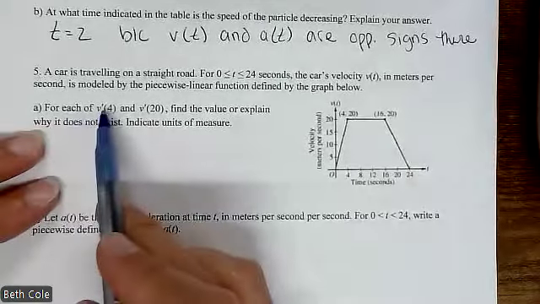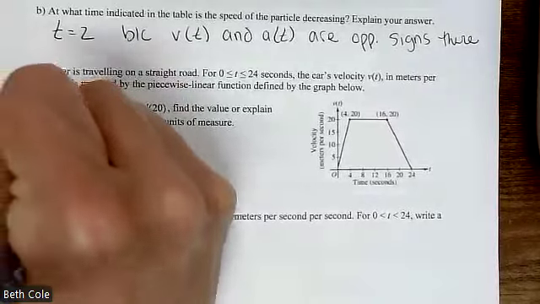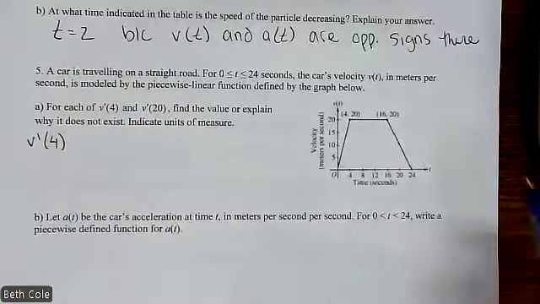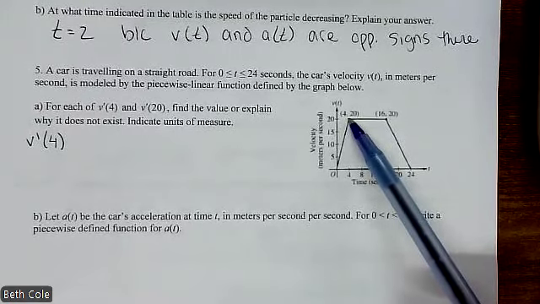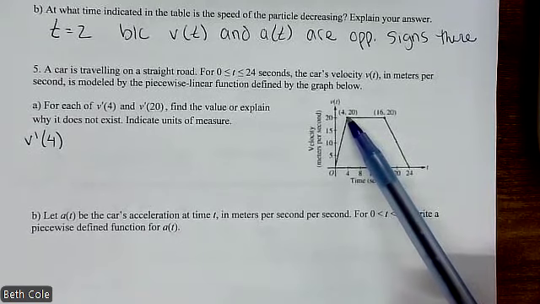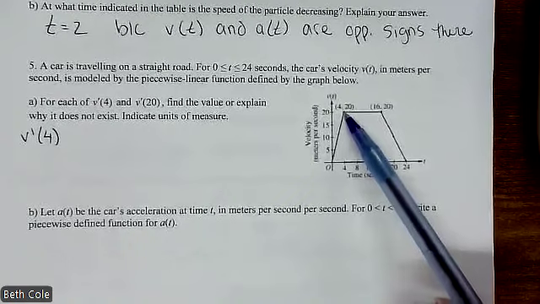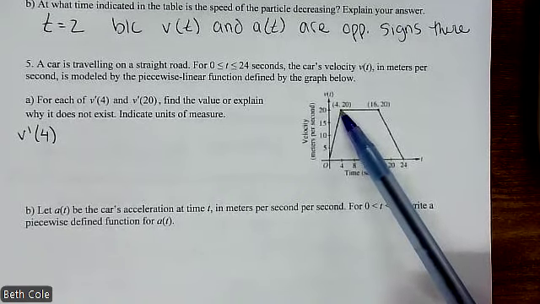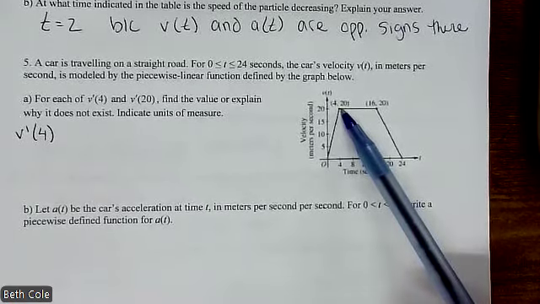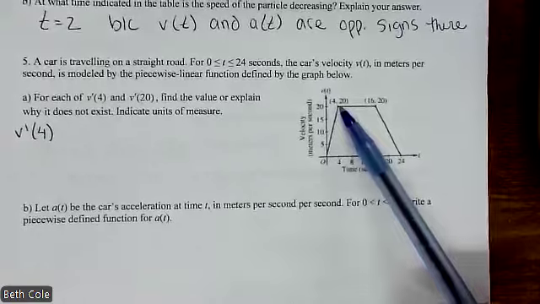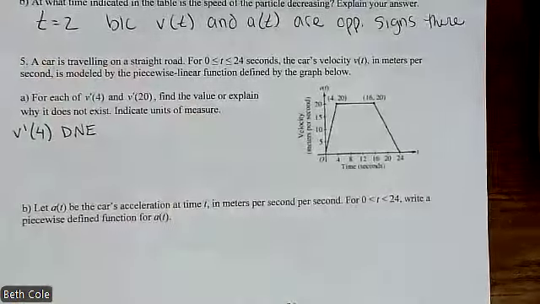For each of derivative at 4 and derivative at 20, find it or explain why it doesn't exist. All right, let's look at v prime of 4. I'm going to point to 4. It's right here. Just use your common sense, fall back on your instincts. Do you think there's an answer or not at 4 for a derivative? Do you think we can get an answer there? We cannot because of the sharp edge. Confidence. There you go. So we're going to say does not exist.